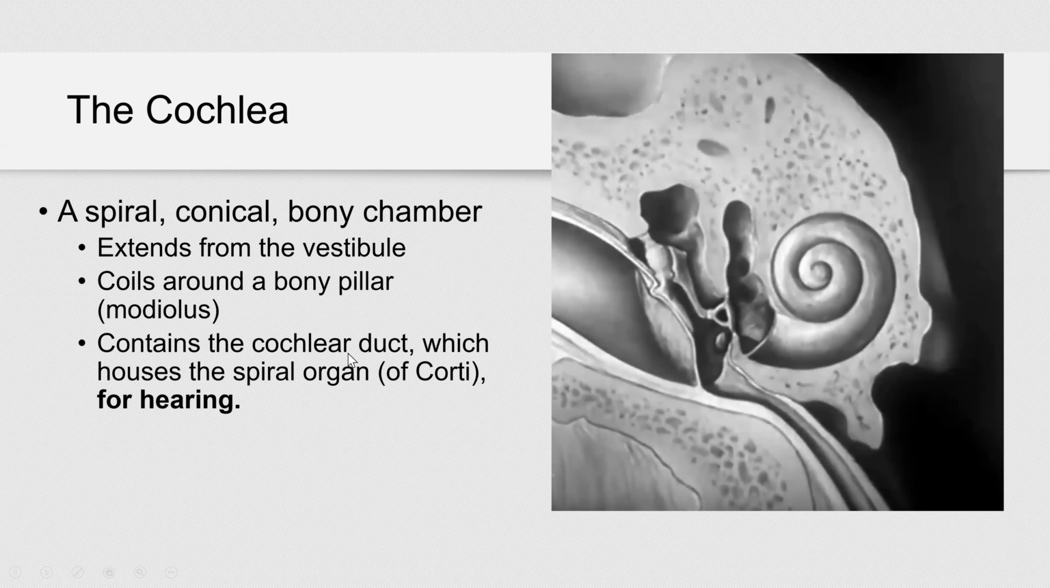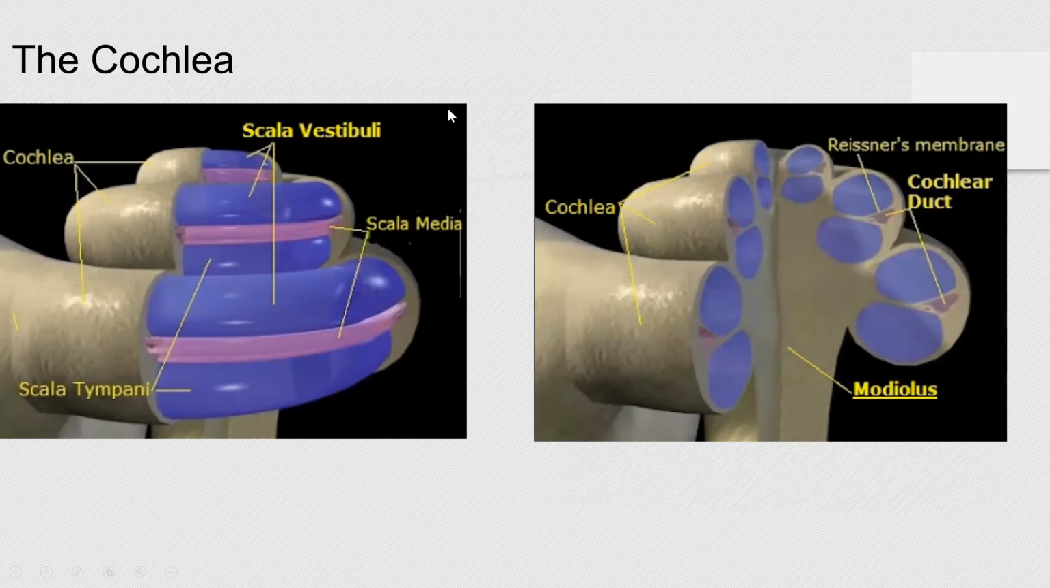Inside, you will have your membranous structure, the cochlear duct, which houses the sensory structure called the spiral organ or organ of Corti for hearing. So if you look at the next picture, you can see the modiolus, right? Here's the modiolus, and then here's your cochlea, the bony part. Inside, you have your cochlear duct, shown here in a kind of pinkish color. So that's the cochlear duct.